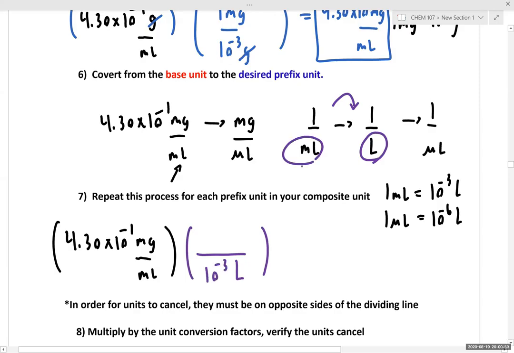And then if we want to cancel our unit of milliliters, what needs to go on the top? Milliliters, yep. So in 1 milliliter, we have 10 to the negative third liter. Notice how in this setup, the milliliters are on opposite sides of our dividing line and they cancel. And we're left with liters on the bottom. Does that make sense to everyone? You place your units in the solution map in the exact same spot in your conversion factor. Liters on the bottom, liters on the bottom.